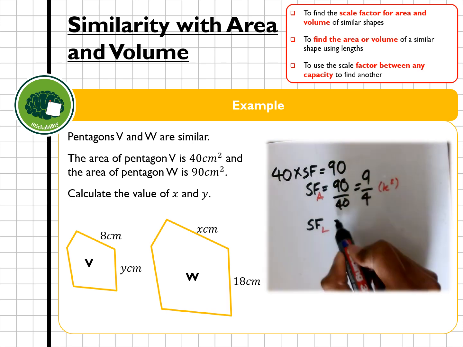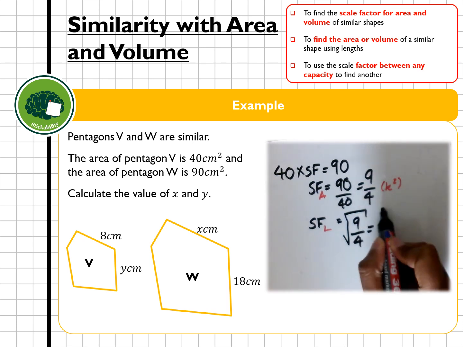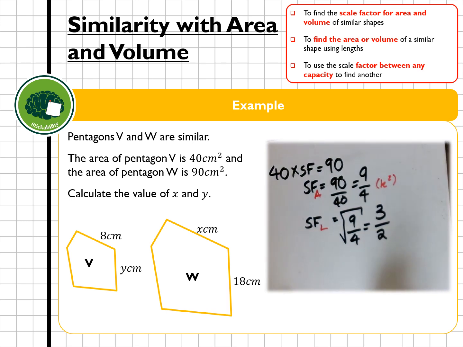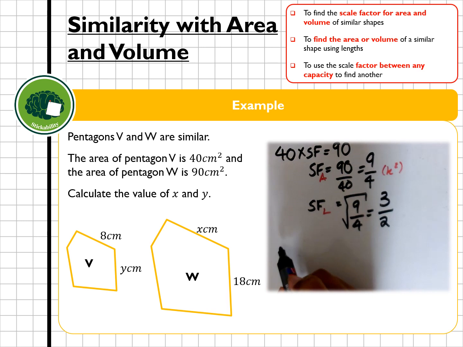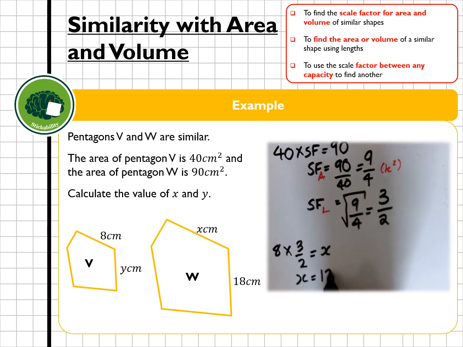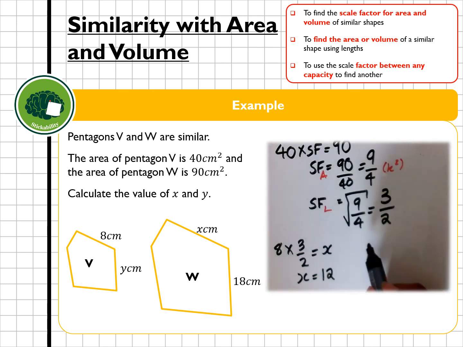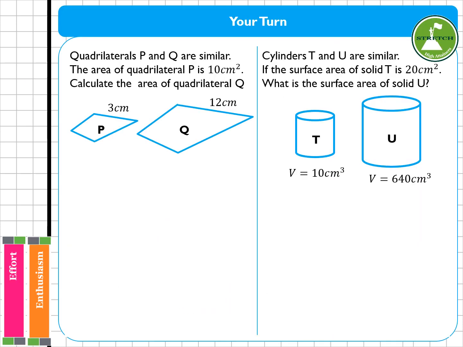Square rooting everything means I need to do the square root of 9 over the square root of 4, which gives me 3/2. I can then use that information to work out x, because I know that 8 times 3/2 needs to give me x, which means that x is equal to 12. Similarly, working backwards, I know that 18 divided by 3/2 needs to give me y.